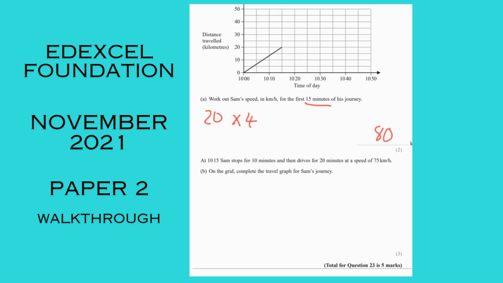So next, me fighting technology. Let's see how we go. At 10:15, Sam stops for 10 minutes. Each block is 5. So there we go.